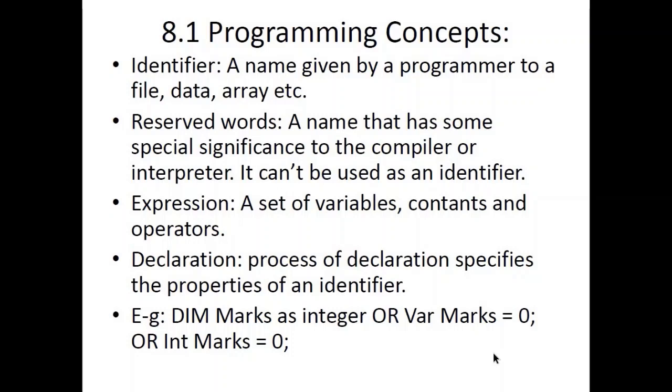Declaration. The process of declaration specifies the properties of an identifier. Means when you for the first time declare or create a variable, that is known as the process of declaration. For example, dim mark as integer if you're using Visual Basic, or var mark equals to 0 if you're using Java, or int marks equals to 0 if you're using Python, and this semicolon is there by mistake. It should not be there. Python does not have semicolons.